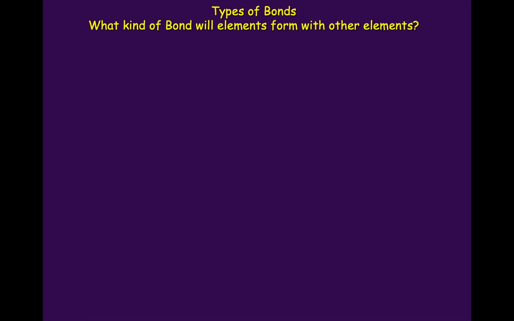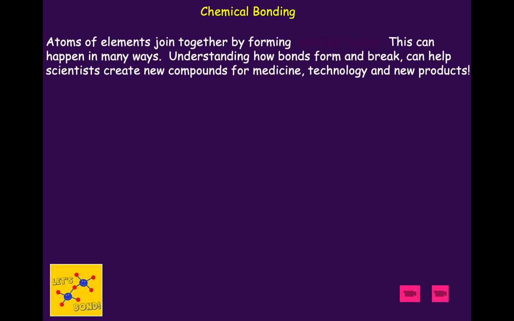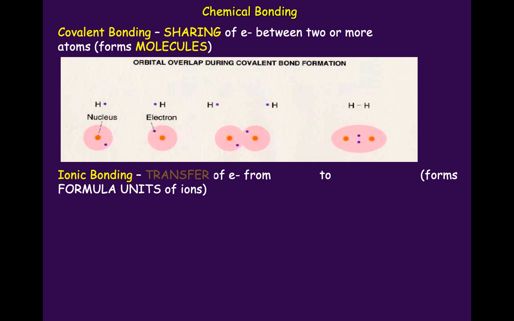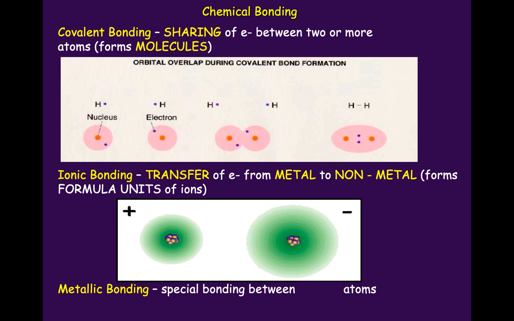All right, everybody, what we're going to do is move on a little bit. We talked about the types of bonds last video, where we looked at chemical bonding, and then we went through the types of energy. The last time we looked at this, we looked at the types of bonds: covalent, ionic, and metallic. So what we're going to do is look a little more at how we know.